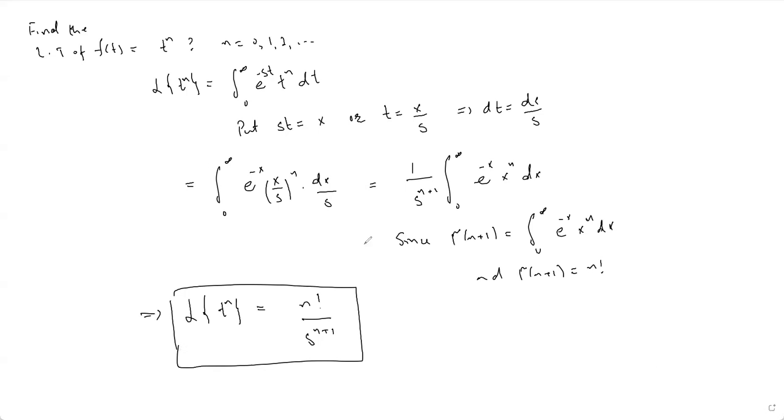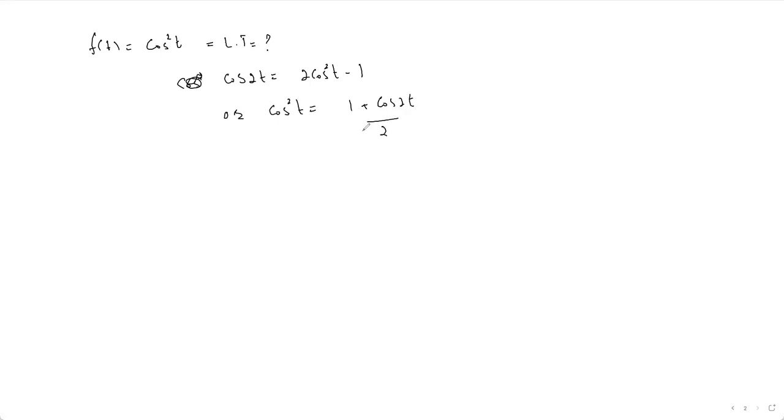But before writing all those functions, one more thing is there. One simple thing: if f of t is cos square t, we have to find the Laplace transform of the function f of t, right? Now, you know that cos of 2t is always equal to twice cos square t minus 1, right? Or you can say that cos square t will be equal to 1 plus cos of 2t divided by 2, right?